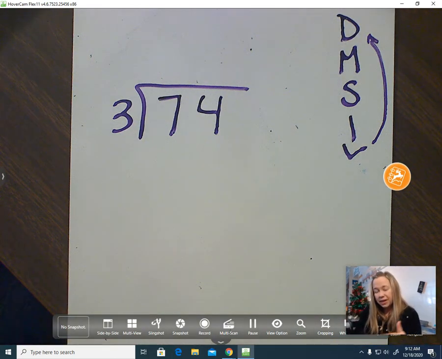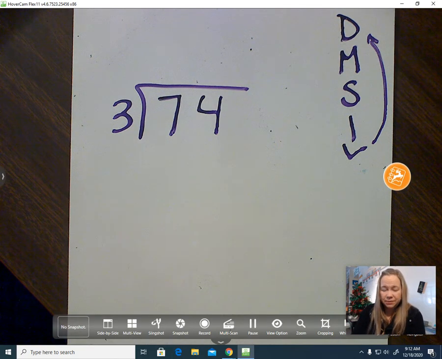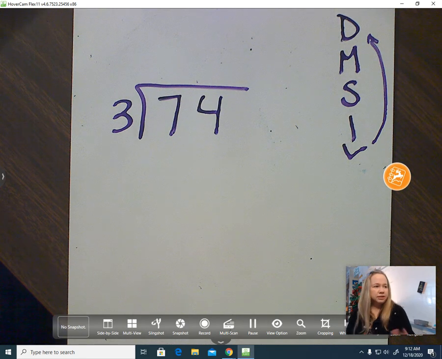But looking at the number and thinking about it before I go into robot mode, just doing the steps, will help you check yourself at the end. Do I have a remainder? If I don't have a remainder on this, I know I did something wrong. Okay, so first step, divide, multiply, and subtract.